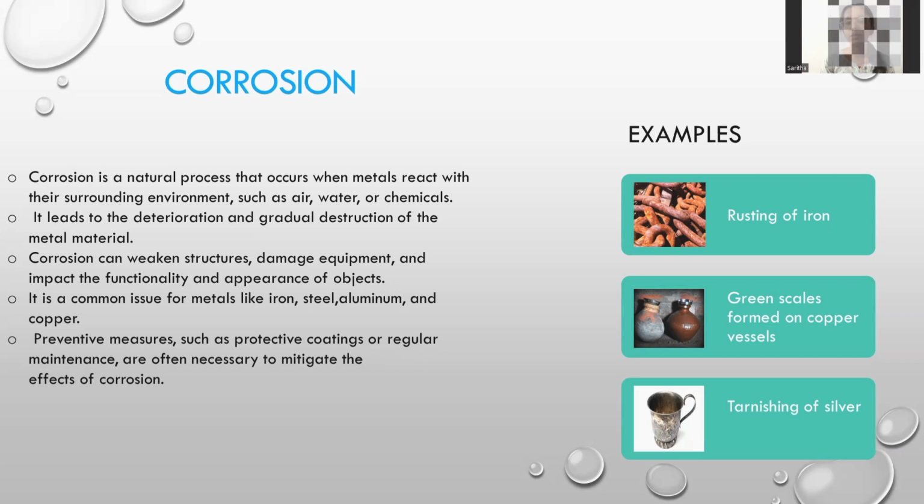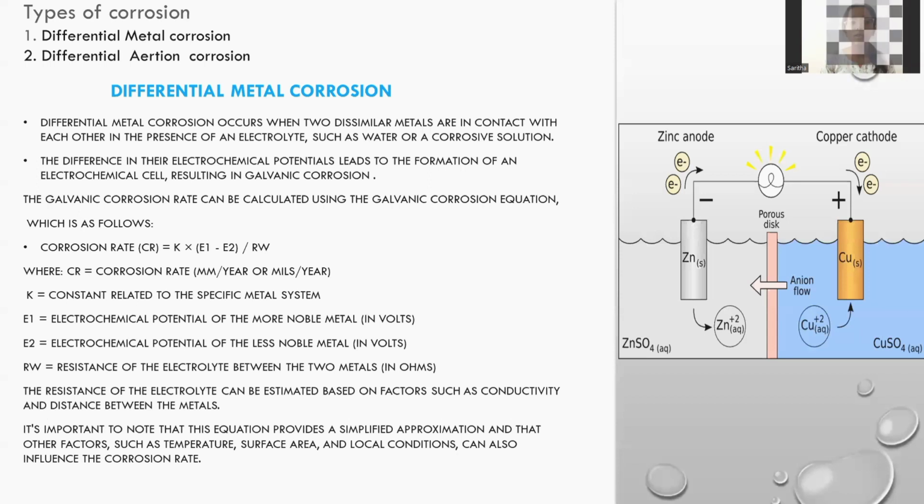Some examples of corrosion are rusting of iron, green scales formed on copper vessels, and tarnishing of silver. There are mainly two types of corrosion: differential metal corrosion and differential aeration corrosion. Differential metal corrosion occurs when two dissimilar metals are in contact with each other in the presence of an electrolyte such as water or a corrosive solution.